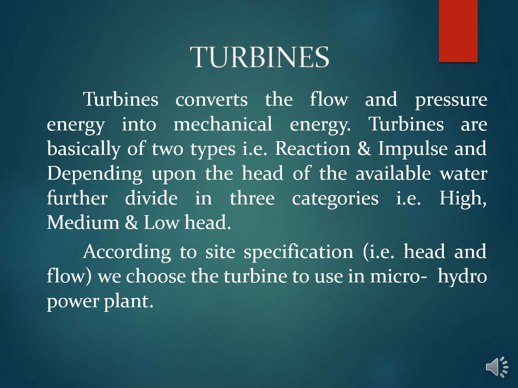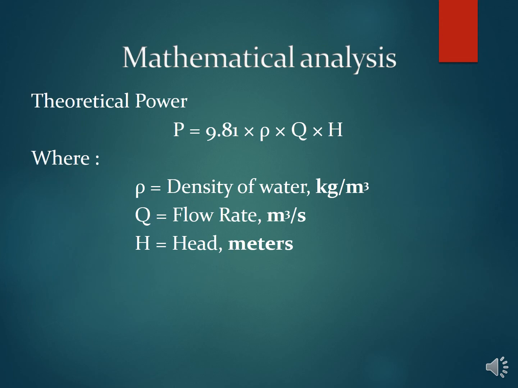So, the mathematical analysis of how much power we produce: the theoretical power is equal to 9.81 into density of water into flow rate into head, that is P = 9.81 × rho × Q × H. Rho means density of water, Q means flow rate in meter cube per second, and H is head in meters.